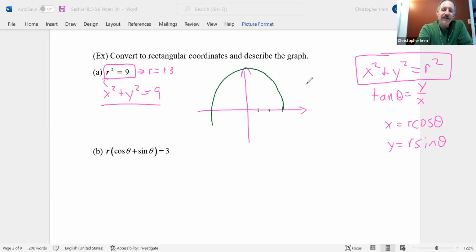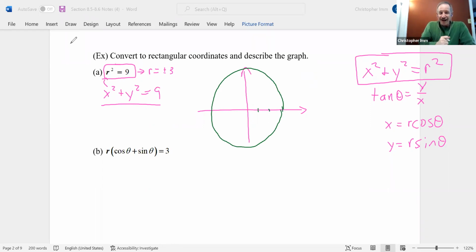So I'm going to sweep out this circle. And whether I go in the positive or negative direction, it's just going to keep sweeping. So that's what the graph of r squared is equal to 9 would look like. Okay, so the second one is going to take a little massaging.